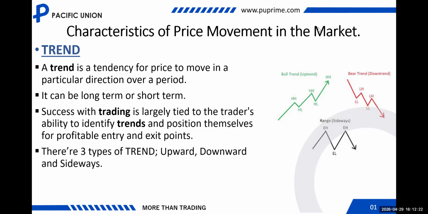Now, trading requires you to know the direction that price is going. You see, as a trader, if you can understand the direction that price is going, you have solved more than 70 to 80% of the problem of trading. I'll repeat that. If you can identify the direction that price is going, you have solved more than 70% of the trading problem. So we say that success with trading is largely tied to the trader's ability to identify trend.